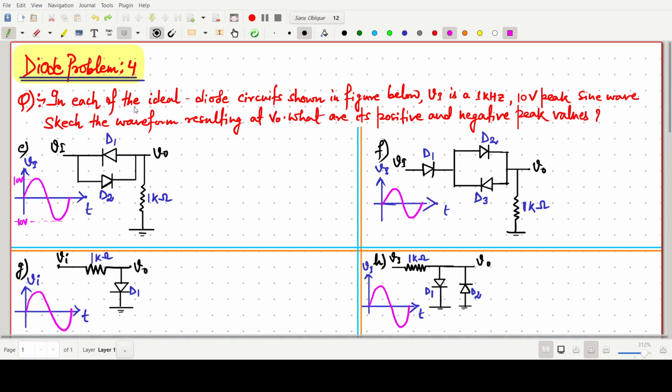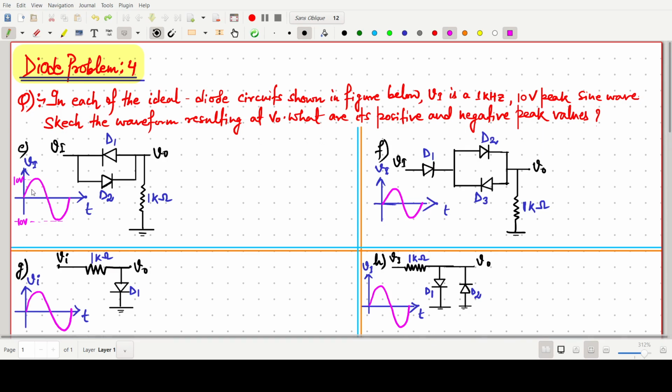So the question is, in each of the ideal diode based circuitry, we are giving an input Vi having 1 kilohertz frequency and 10 volt peak. This one is 10 volt peak and this one is minus 10 volt peak, and peak to peak 20 volt, sine wave. So sketch the waveform resulting at V naught. What should be the output waveform and what are the positive and negative peak values? So in this very first question, that is our E problem.